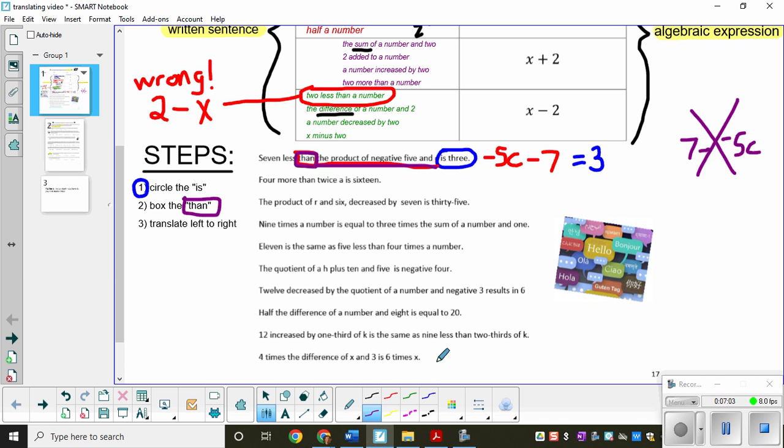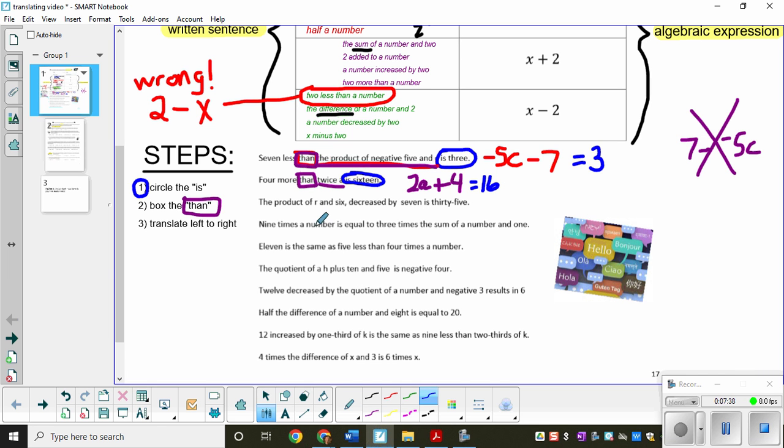All right, now let's look at the next one. 4 more than twice a is 16. So we have the is 16. So I've got is 16. There is the word than, so I'm going to box the than. And now twice a, that comes first. Twice a looks like this. And now show me 4 more than that by adding 4. We have translated this. It is now 4 more than twice a is 16.